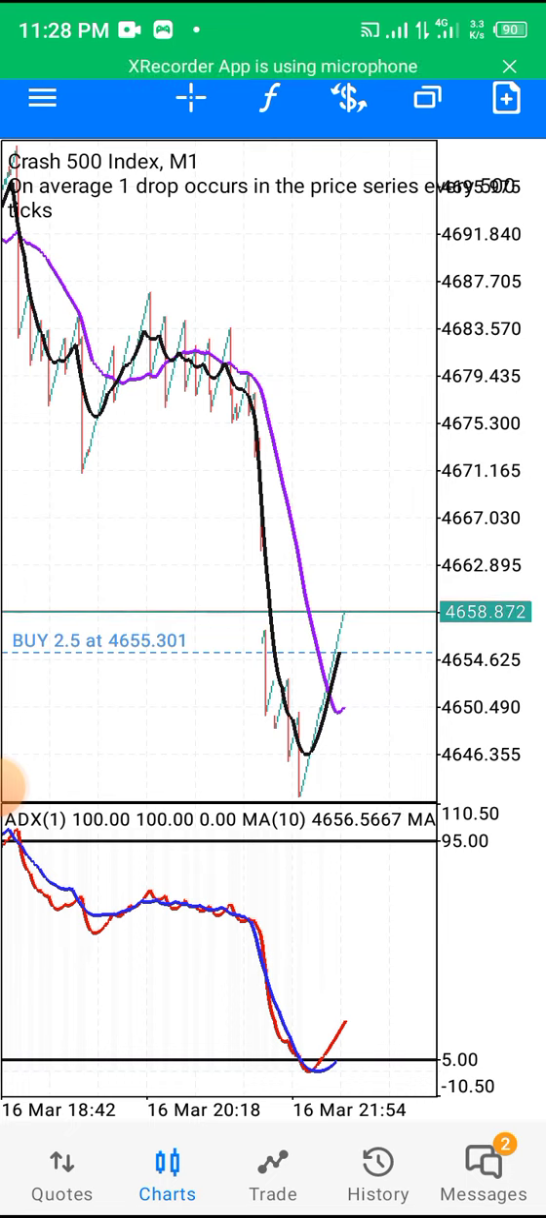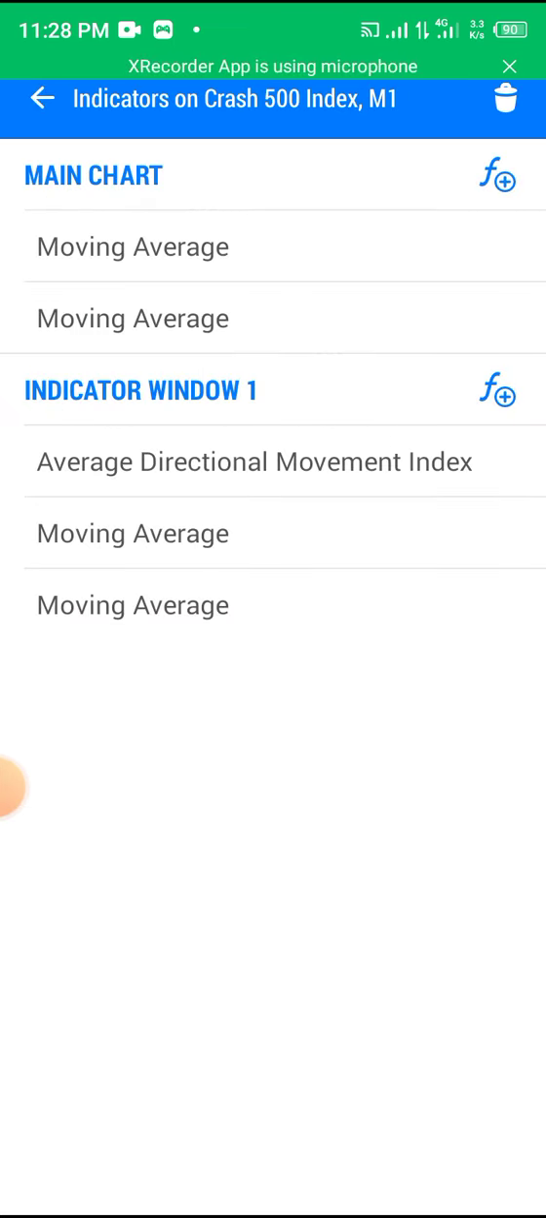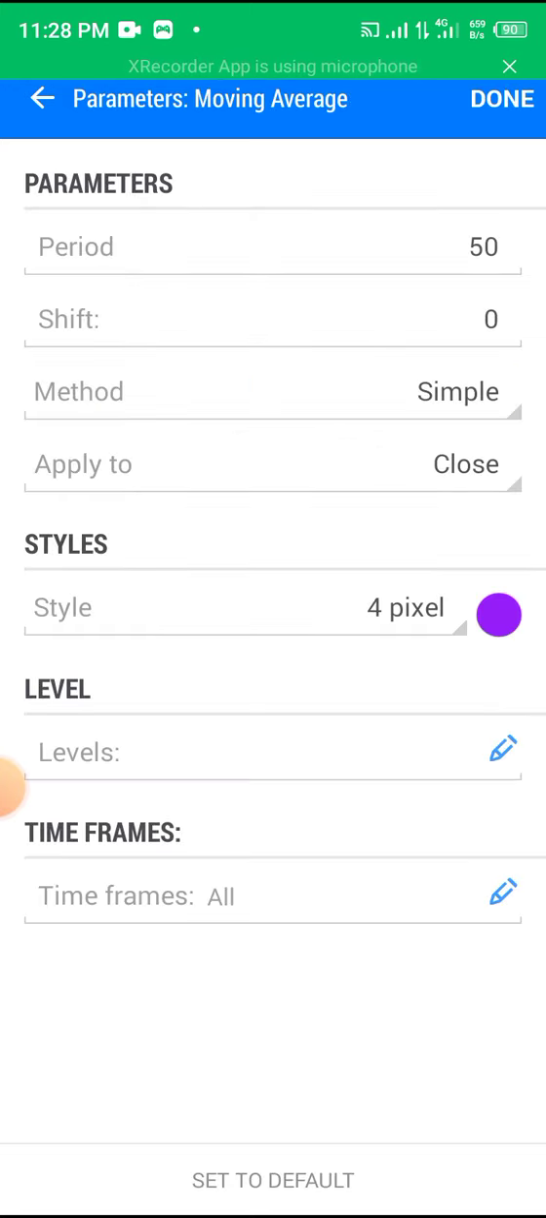Okay, first of all, I'm going to share with you guys the settings of this video. The settings on the main chart: we have 2 moving averages, and on indicator window 1 we have the average directional movement index and a moving average again. The first moving average on the main chart has a period of 50, shift of 0, method simple, apply to close. The style is 4 pixel. You can use any color of your choice, but make sure it's a color that is more visible on the chart where you can see clearly.